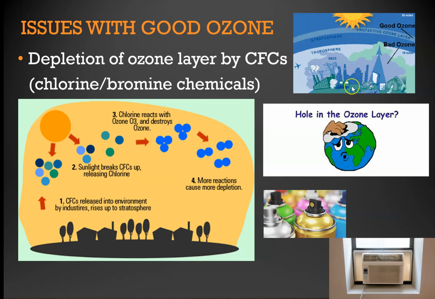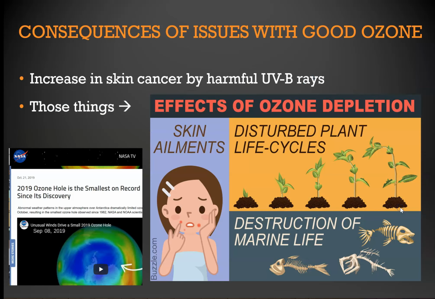So as more ozone gets depleted, more sunlight is able to reach Earth. So it caused this warming effect, which became very dangerous. It created this hole in the ozone layer that you might have heard of. And the consequences were somewhat obvious. That can increase your chance of skin cancer as you get more exposure to UV rays, lead to skin ailments, it disrupts plant cycles, and destroys many ecosystems, including marine ecosystems.